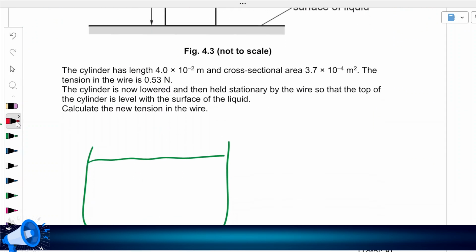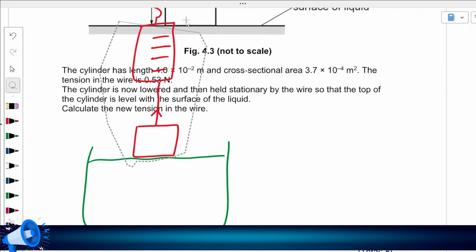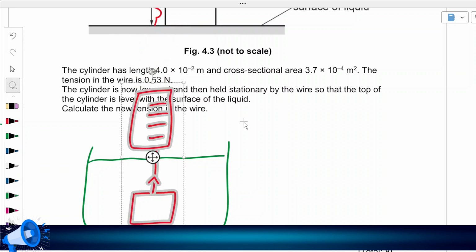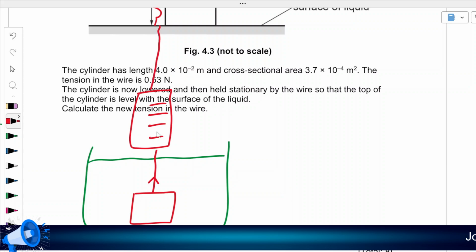Initially, the object was here on the surface of the liquid, and there was tension. You could measure the value of the tension, which would simply be the weight of the object. But then the situation is, you lower this thing inside the container, you dip it in the water, you dip it in the liquid, and now the new value of tension is to be found out.